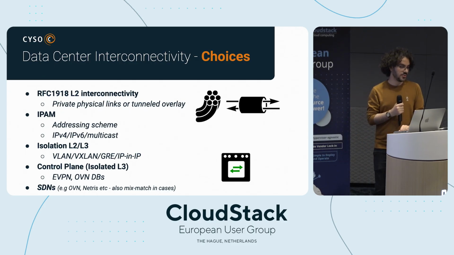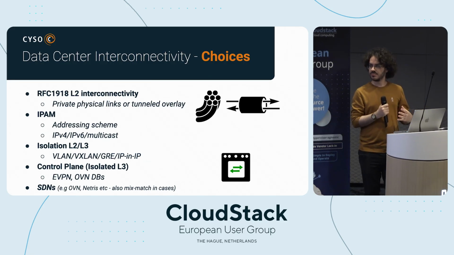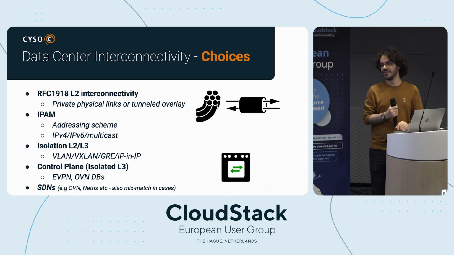So one example is OVN, which we use in OpenStack. And another example that we've been testing in CloudStack is Netris. And you can also mix and match in cases. So for example, you might have a different SDN for your edge routing to the internet than what you're using on the hypervisors. But there's a varying level of complexity there.